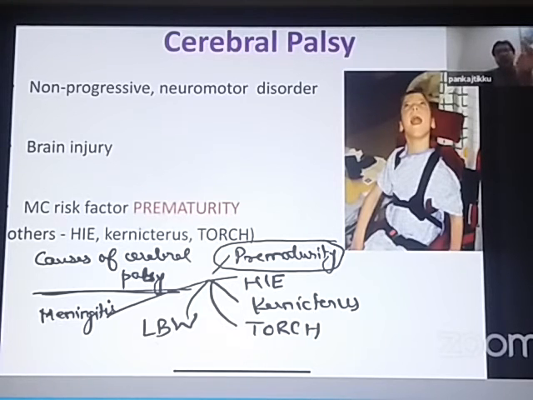Causes include prematurity, low birth weight, hypoxic ischemic encephalopathy, kernicterus, TORCH infections, and neonatal meningitis. Overall, the most common cause of cerebral palsy is prematurity. So if you are asked a question in your FMG exams, which is the most common cause of cerebral palsy in children, it is prematurity.